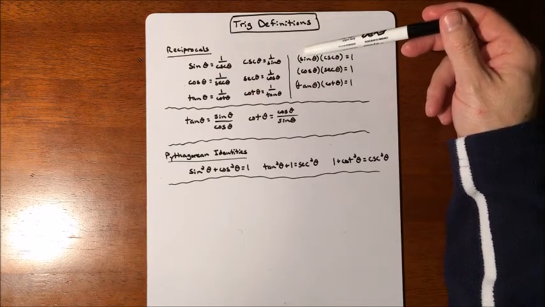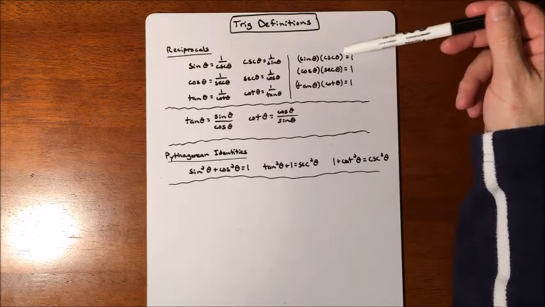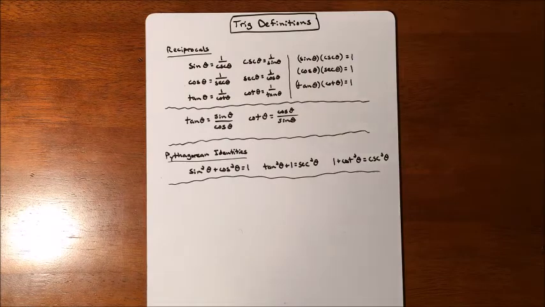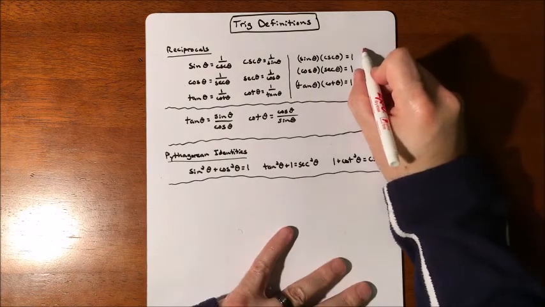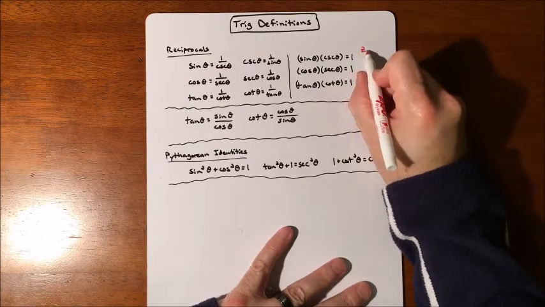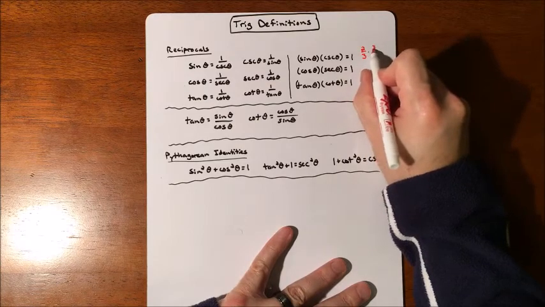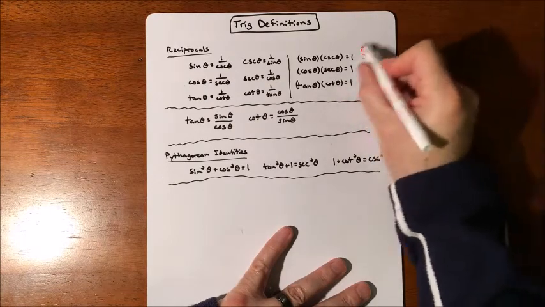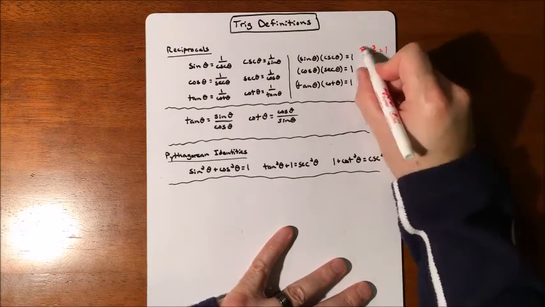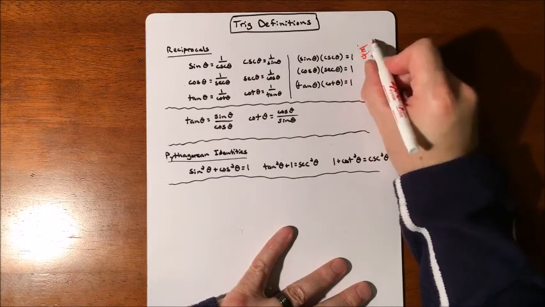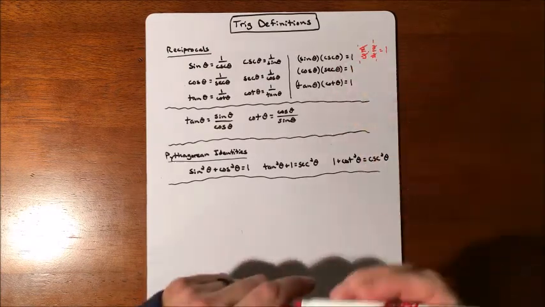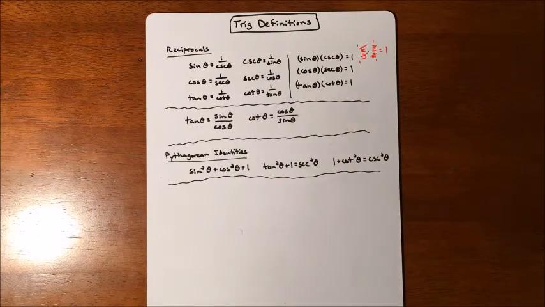Another piece that will become valuable is the fact that when you multiply reciprocals together, you get 1. You can show that with easy Algebra 1: if you take 2/3 and multiply it by its reciprocal, everything cancels. The 2's cancel, the 3's cancel, and everything just becomes 1. It's no different with a trig function.